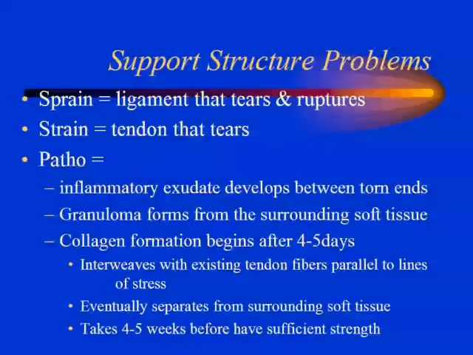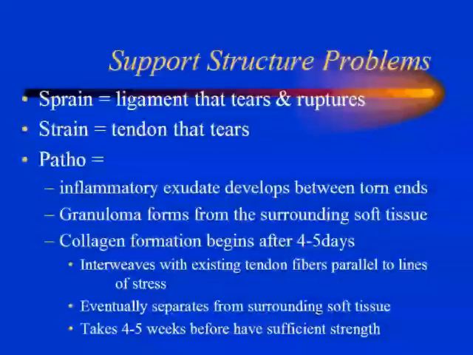If you have a support structure problem, you may have a sprain, and that's a ligament that tears and ruptures. Sprains tend to occur mainly in your wrist, your ankle, your elbow, and your knee. Or a strain, which is a tendon that tears. Strain has a T in it, so therefore that's the tendon. The sprain is a ligament. The strain tends to occur more in your hands, your feet, your knee, your upper arm, your ankle, and your heel.